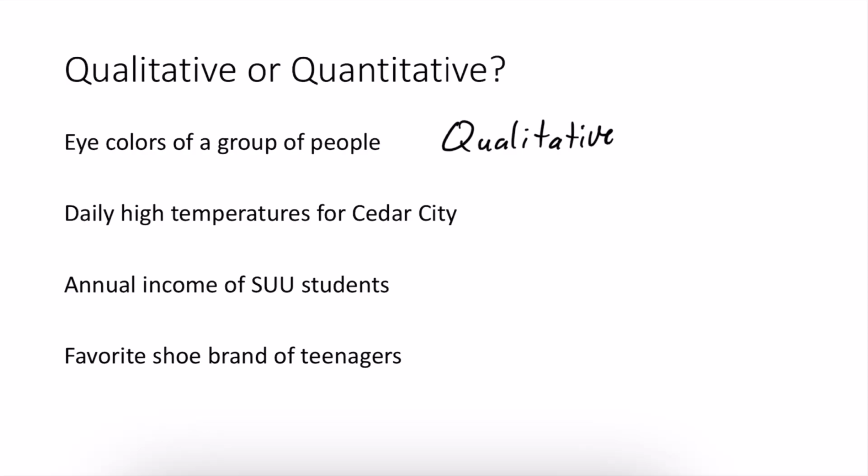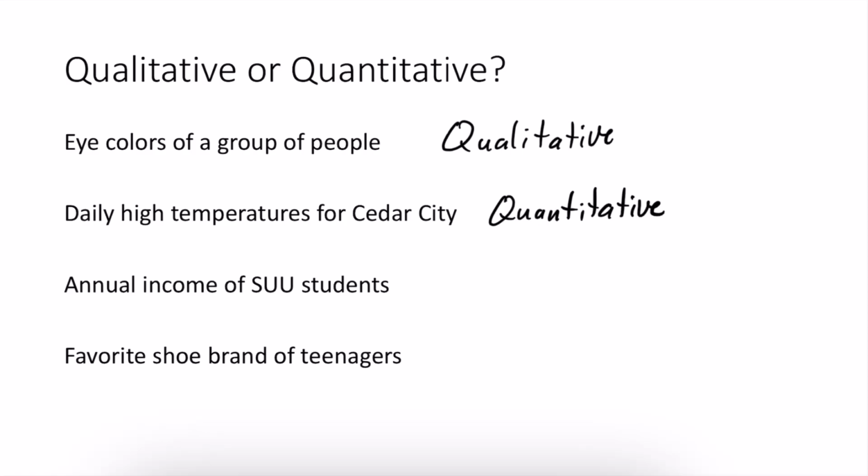If I wanted to find the daily high temperatures for Cedar City, this is a number question because temperatures are measured in numbers. And so this makes it a quantitative question. If I were to collect all of the daily high temperatures for Cedar City over a month, I could find the average high temperature by adding them all up and dividing by the number of days in the month. So again, that makes it a quantitative question because you're going to get number results, and those numbers could be averaged or added together or whatever type of calculation you wanted to do.